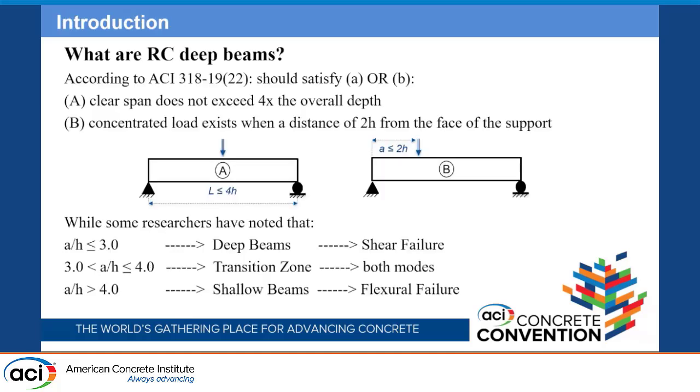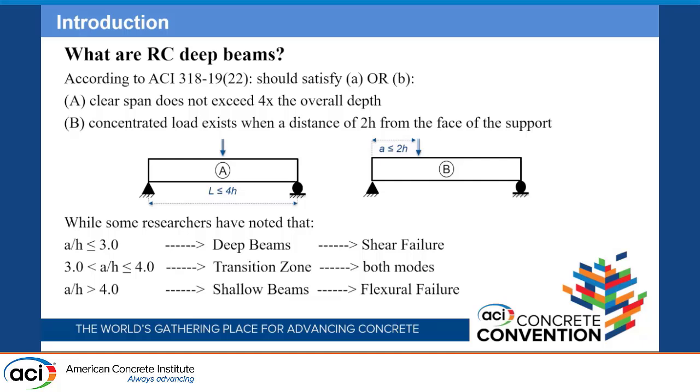ACI 318-19 defines deep beams as either those with clear span to depth ratio of less than 4, or in the case of eccentric beams, the shorter shear span to depth ratio less than 2. Other researchers talked about A over H ratio of less than 3.